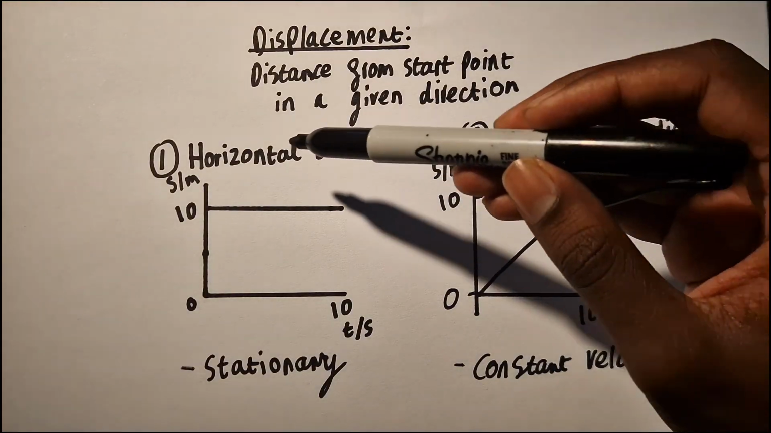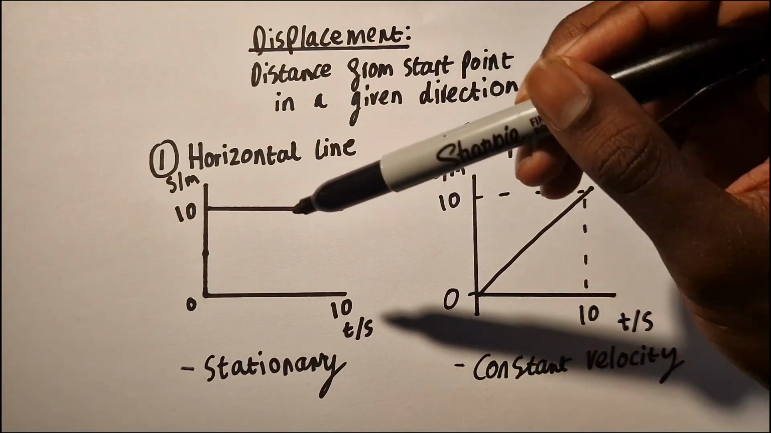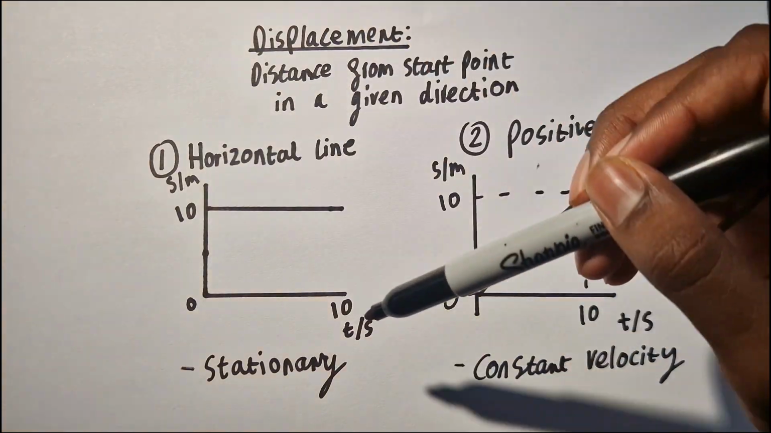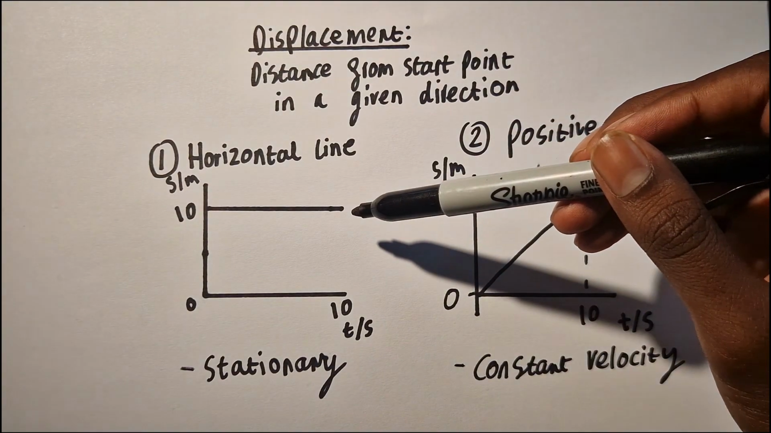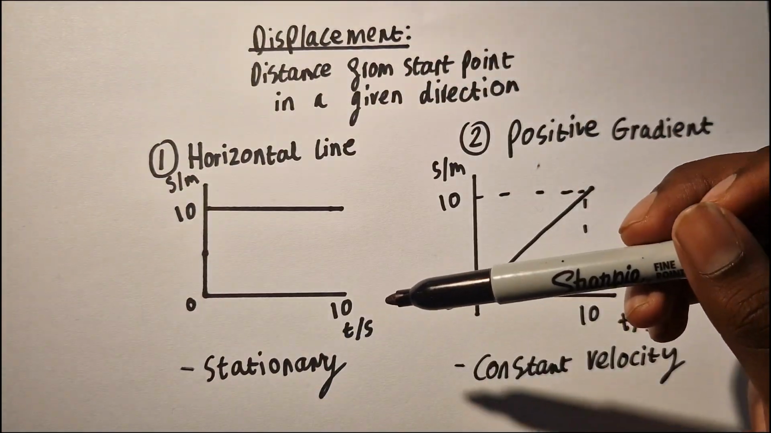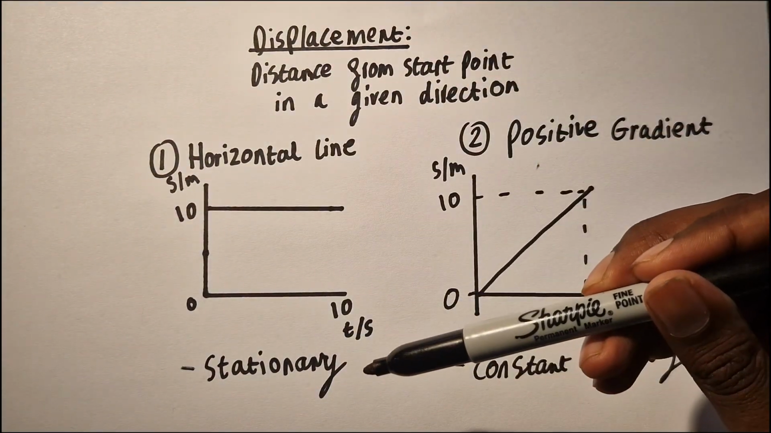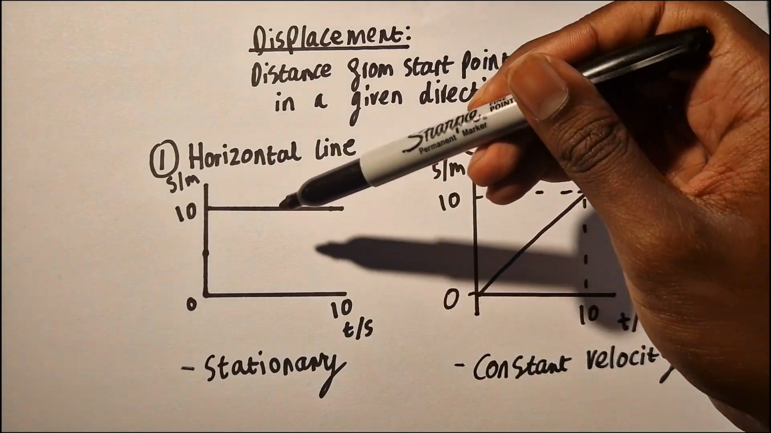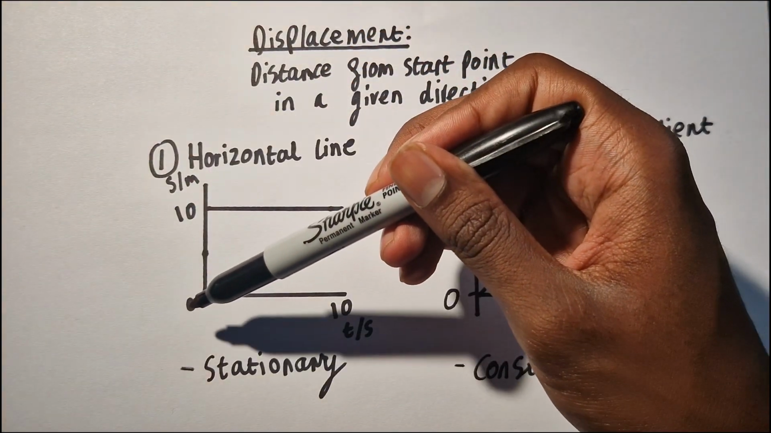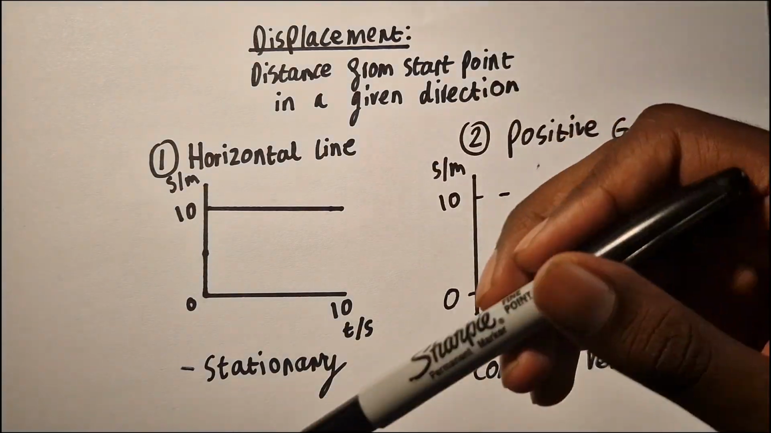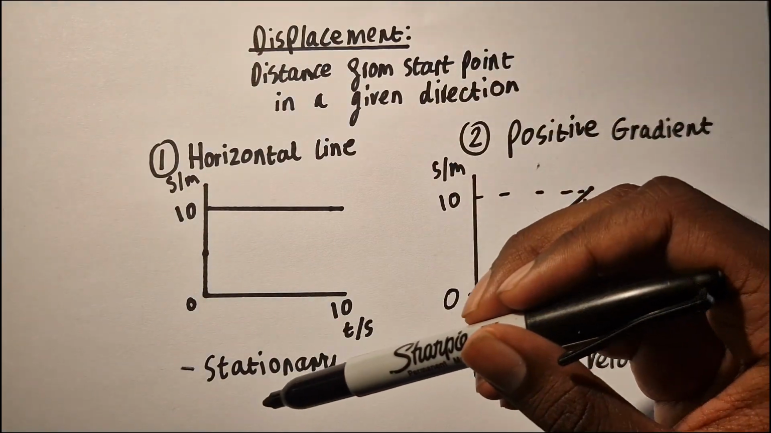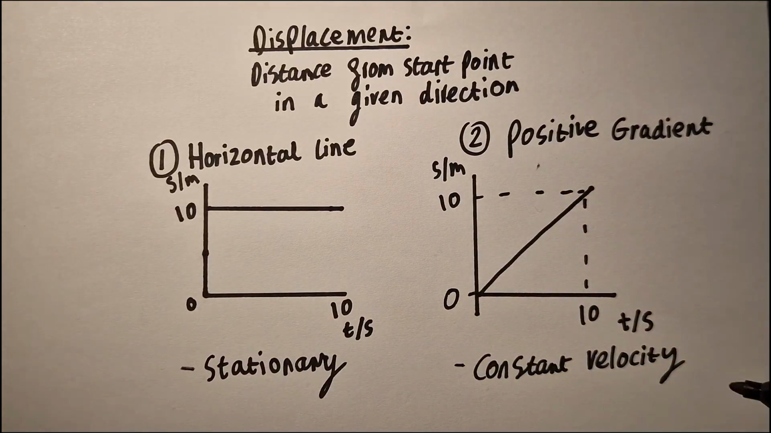Alright, let's take the first graph here. We have displacement on the y-axis and time on the x-axis. And we can see from this graph, it's just a horizontal line at 10 meters. What this means is that the object is stationary. This is because it's staying at 10 meters away from the start point, which is at 0 meters, for 10 seconds. This means that the object isn't moving anywhere, and hence is stationary.